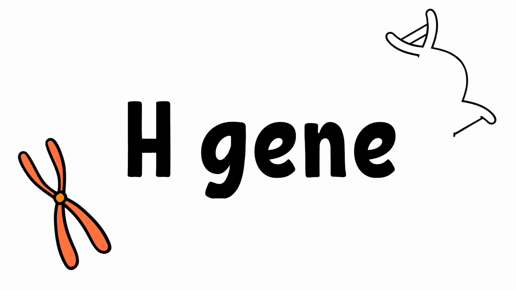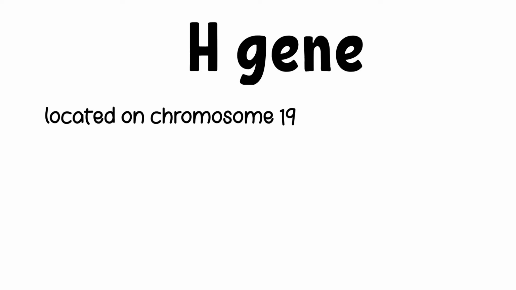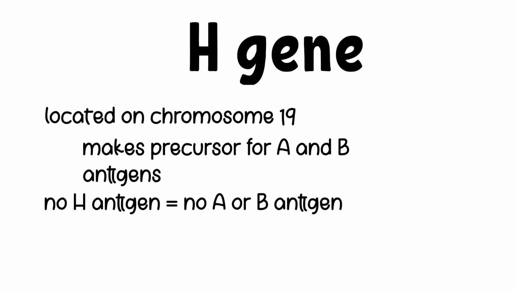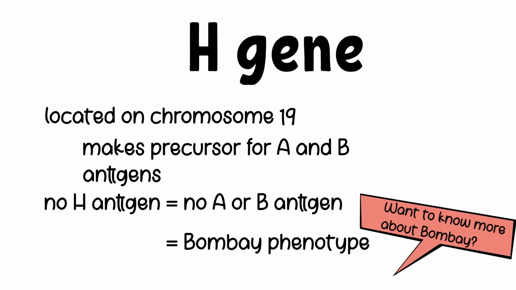ABO expression is also regulated and influenced by another gene, the H gene. The H gene is located on chromosome 19. The H gene codes for the H antigen, which is a precursor structure for A and B antigens. Without H antigen, no A or B antigen can be expressed regardless of ABO genotype. This gives rise to the Bombay phenotype. Bombay is a very rare condition, but it is a very interesting phenomenon. I will talk about the Bombay blood type in another video.